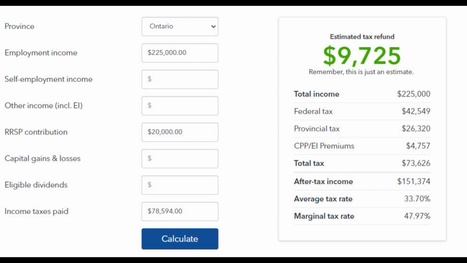So you can see here on the very bottom line on the right, the marginal tax rate for somebody making $225,000 is almost 48%. So that means for any money that they get that is tax-free or tax-deductible, like an RRSP, when they claim that, they are getting back almost 48% of the money that they're claiming. The more money you make, the more money that you have to pay in taxes at a higher rate.